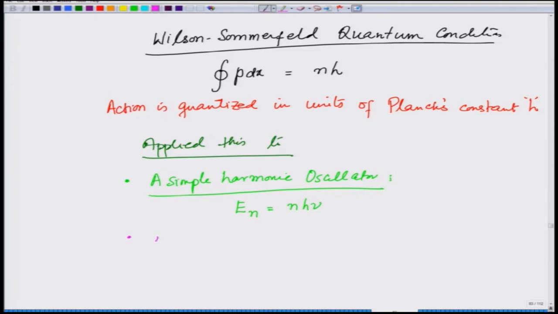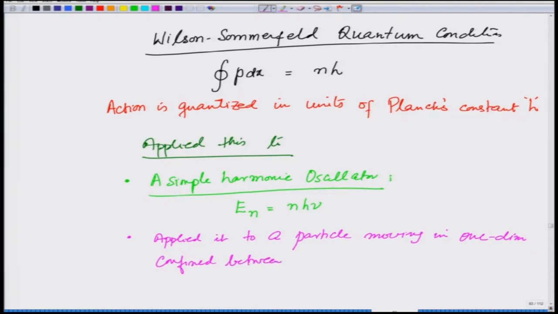And we also applied it to a particle moving in one dimension, say along the x axis, confined between x equals 0 and x equals L, and we found that E n was given as n square h square over 8 m L square. So, E n was proportional to n square.